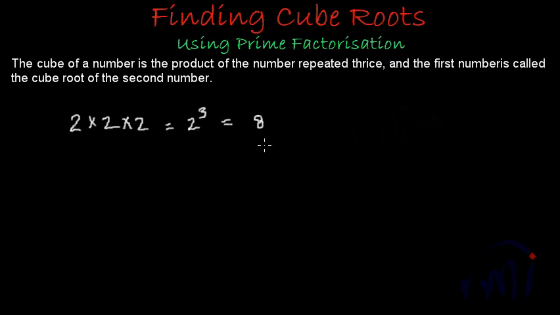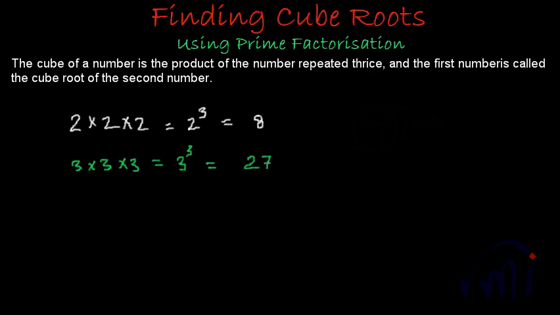So cube of 2 is 8, but if I want to find the cube of 3, I have to do 3 multiplied by 3 multiplied by 3. That will be written as 3 to the power 3. And this will be equal to 3 threes are 9, 9 threes are 27. So cube of 3 will be 27, right?